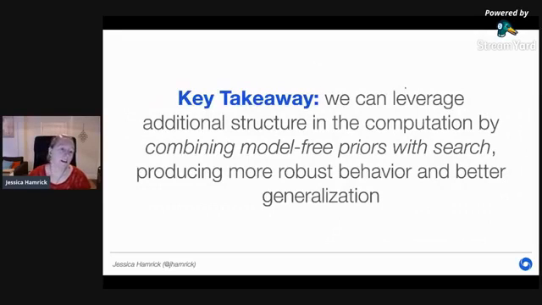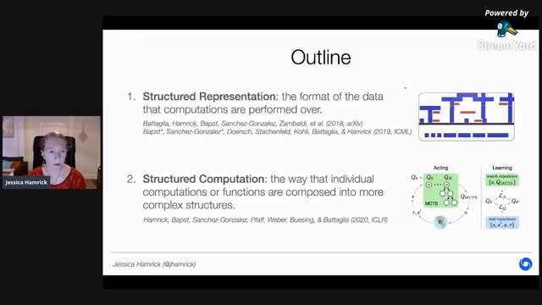So the key takeaway here is that we're able to leverage additional structure in the computation by combining model-free priors with search. Which then produces more robust behavior and better generalization than if we just had a model-free agent, or even if we just used search alone. It's this idea of thinking about the computation of the search and figuring out how we can best use and reuse that really leads to this strong performance.